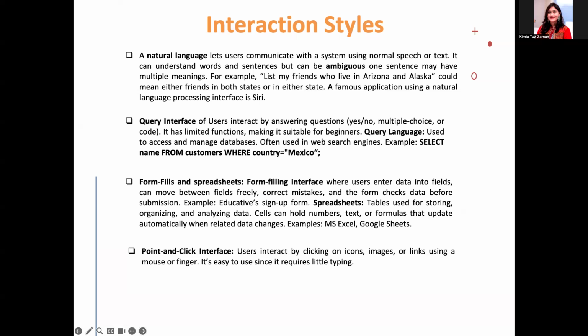Form filling interface is where users enter data into fields, can move between fields freely, correct mistakes, and the form checks data before submission. Point and click interfaces are very simple and visual. Users interact by clicking on icons, images, or links using a mouse or finger. It's easy to use as it requires little typing.